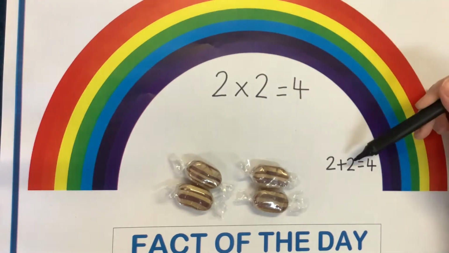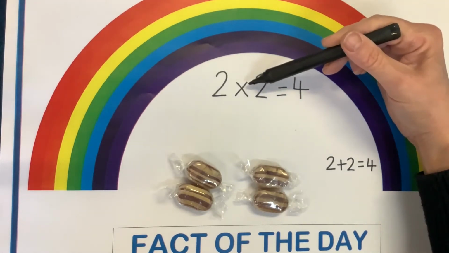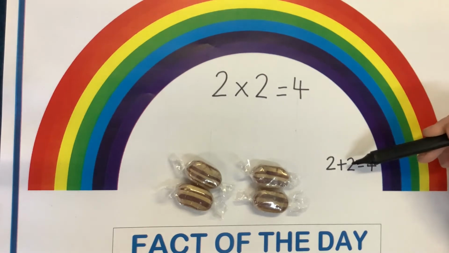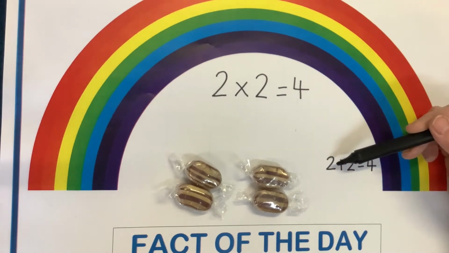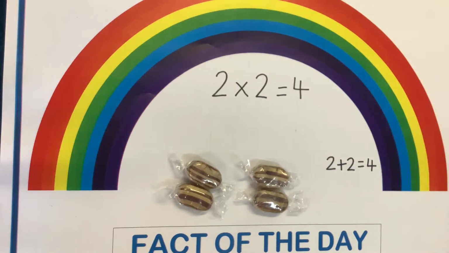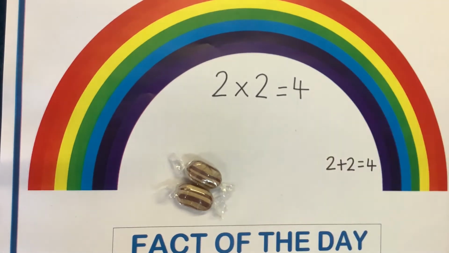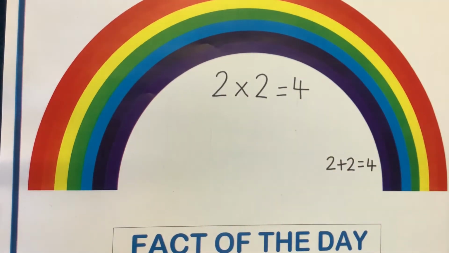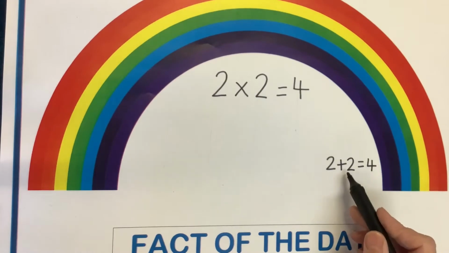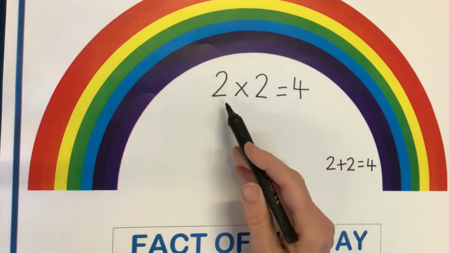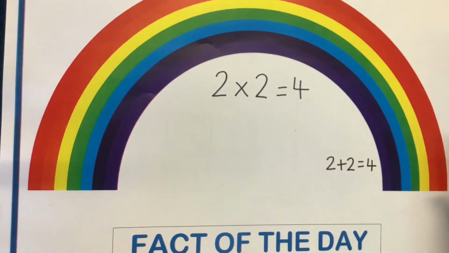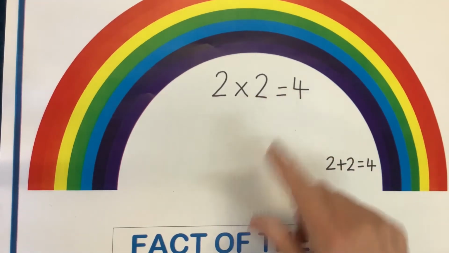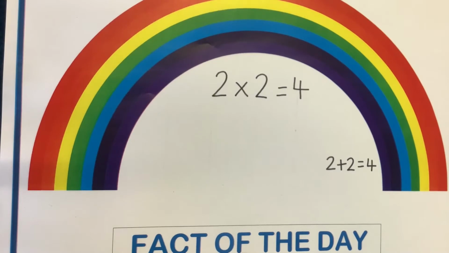So we need to look out for that sign. Are we being asked to get groups, or are we adding one amount to another? It's not always the same thing. So 2 lots of 2 make 4. I'm going to keep this addition fact here because it is true. But what else do I know? If I know that I've got 2 lots of 2 making 4, what else does that tell me?